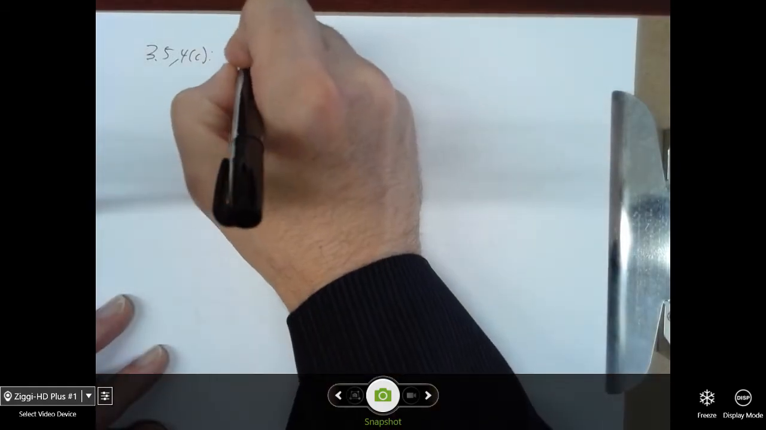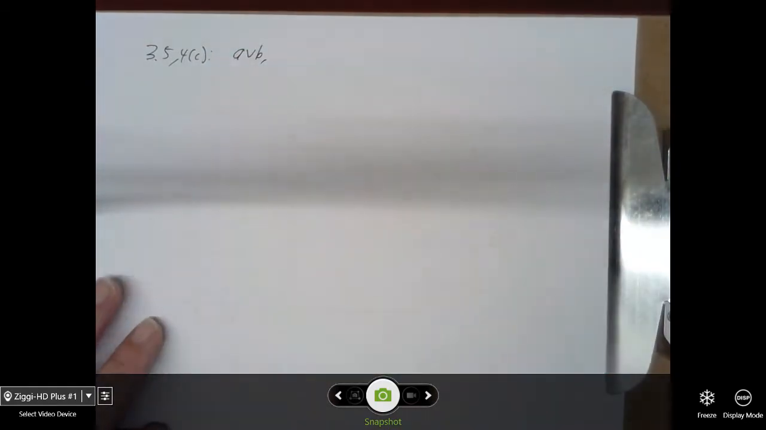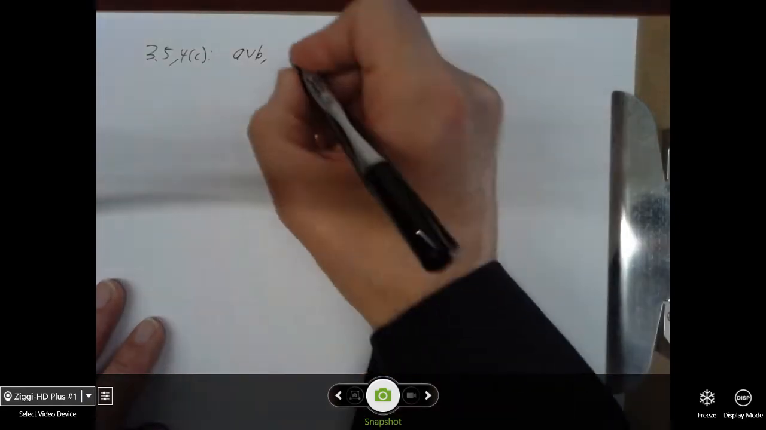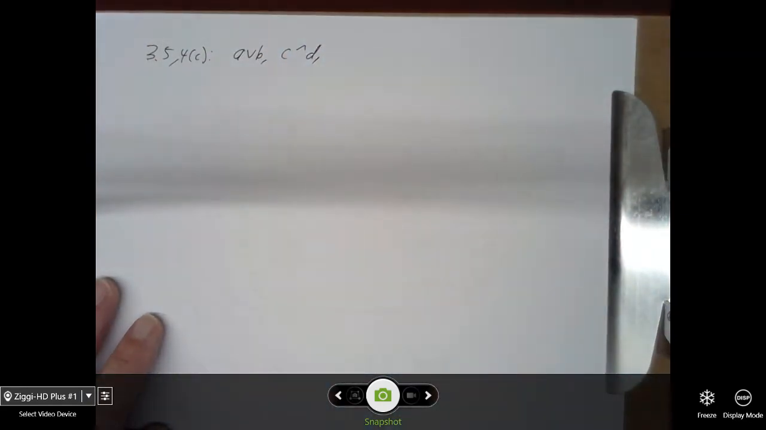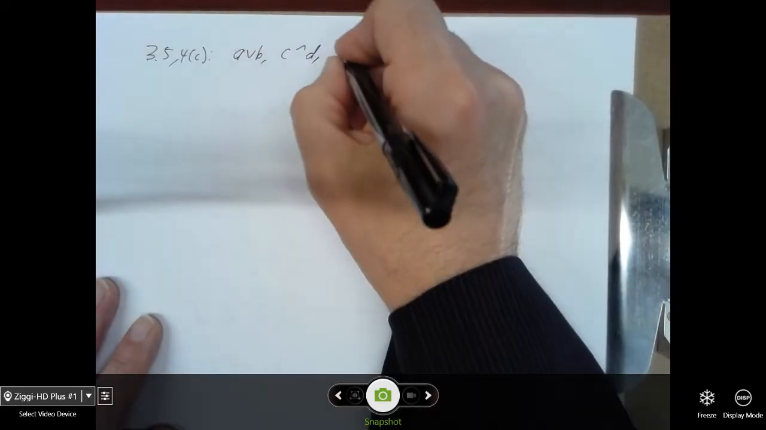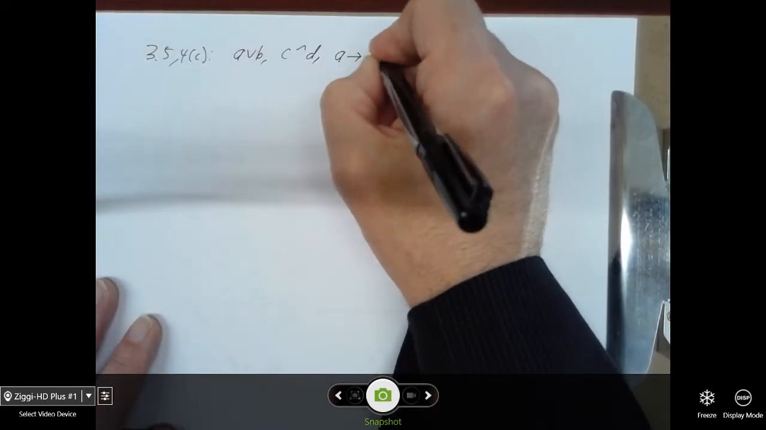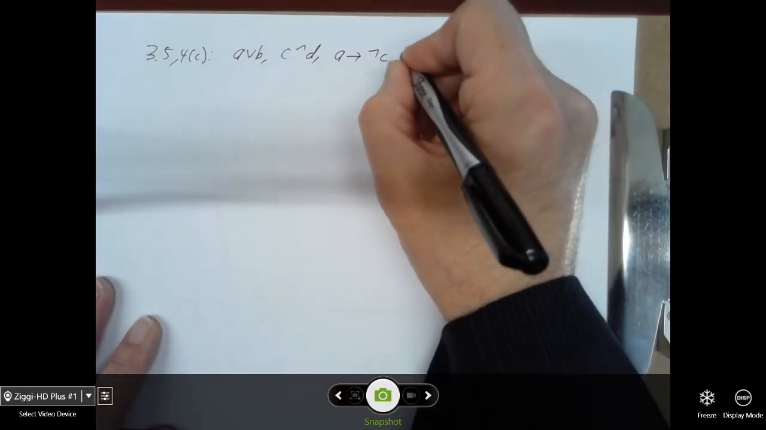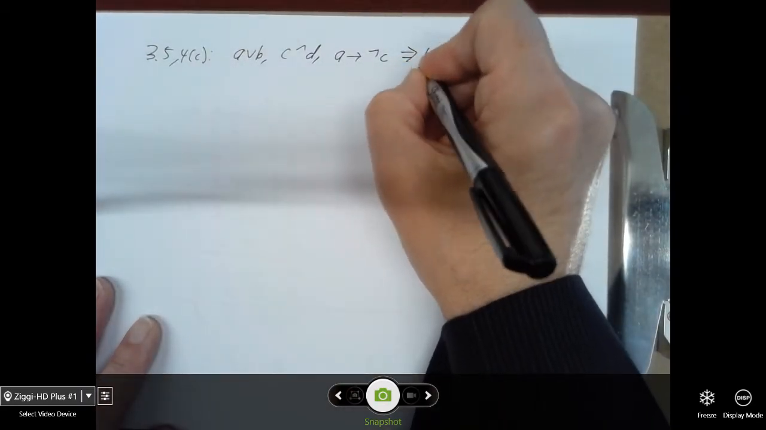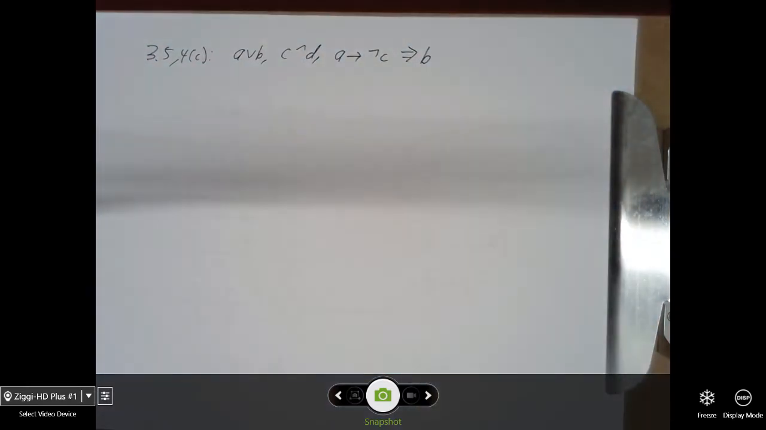Alright, so what are we told here? We're told A or B, and we're told C and D, and A implies not C. And from all of that, we claim we can conclude B. We might have done this one.